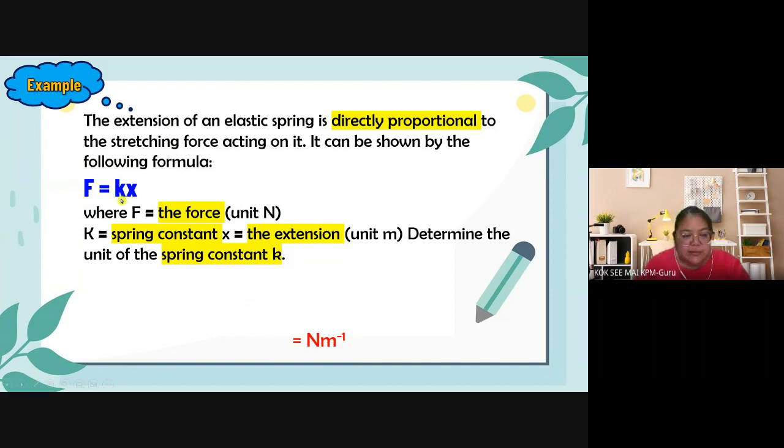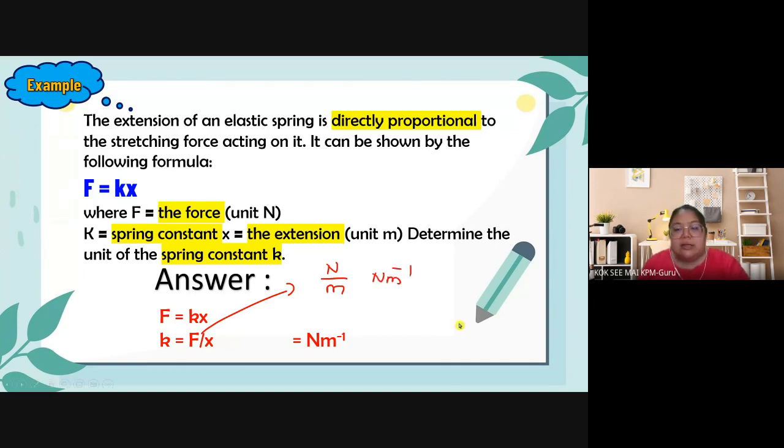You need to show how you get the answer for K. So to get the answer for K, you must make K alone, move K to be by itself. So F equals kx, K equals F over X. Now I need to know the units. F the unit is Newton, X is meter. So I put Newton, meter to the power of -1. So this is the unit for K.